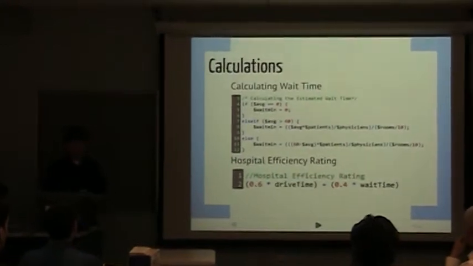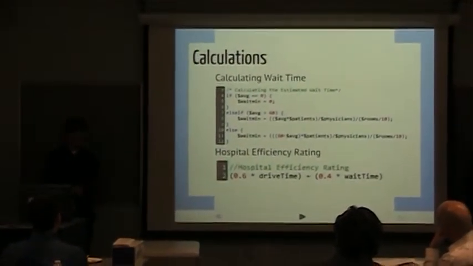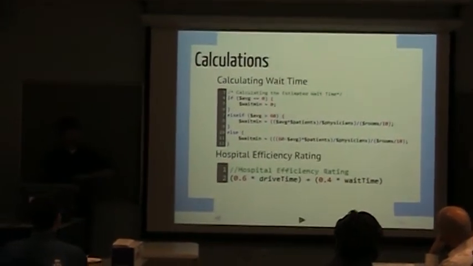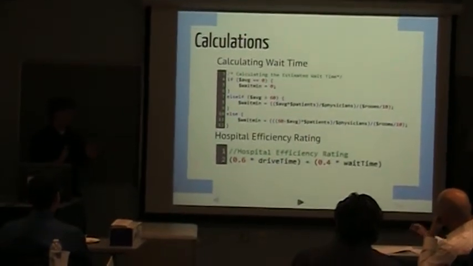So it's a nice way to use variables to come up with a calculation that can incorporate every hospital. The hospital efficiency rating, this is on our list screen. It ranks which hospital would be the most efficient form of care. So when you open up, it'll open up to the recommended one right away.